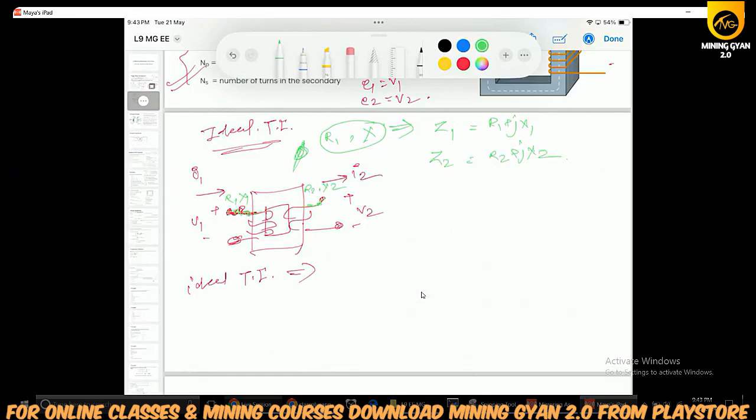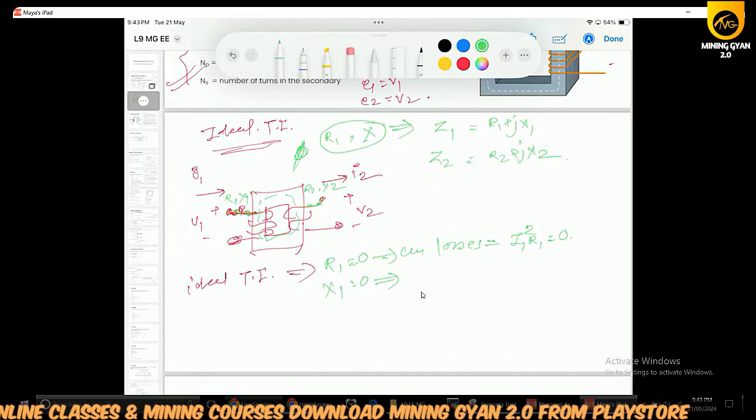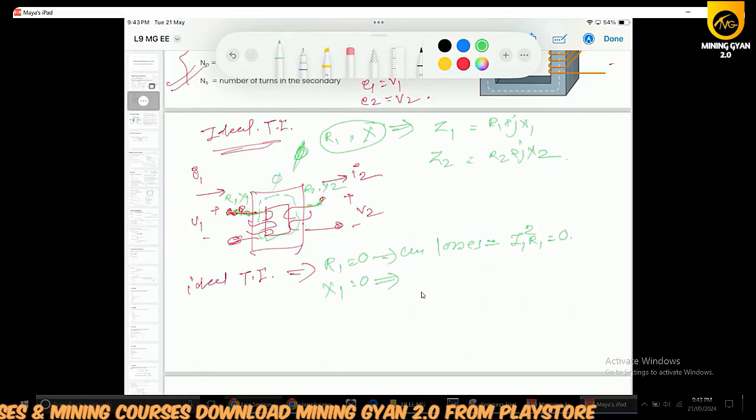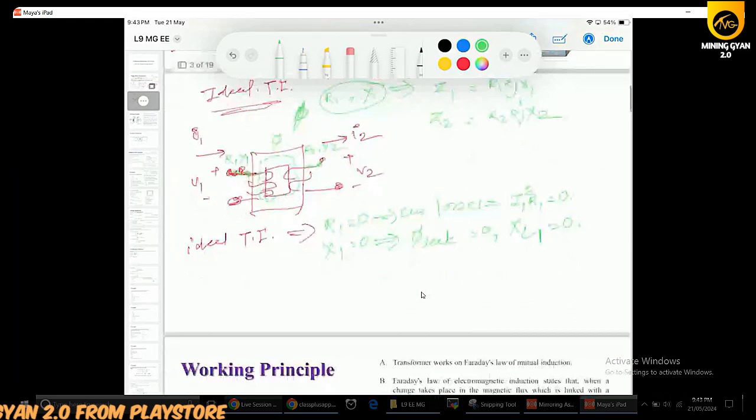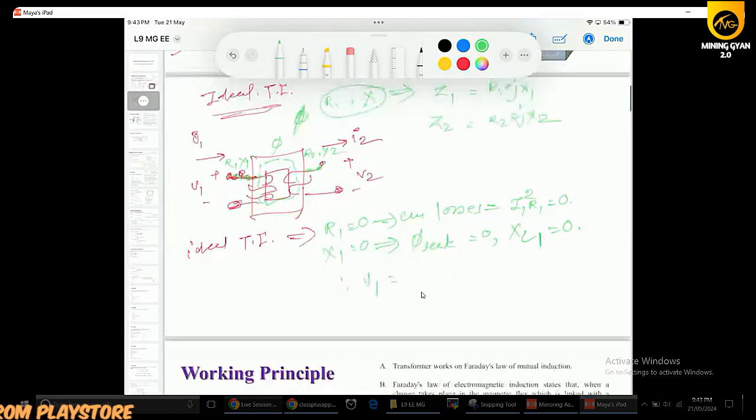But if it is the ideal transformer, R1 will be 0, and as R1 is 0, copper losses will be 0, because copper loss is I1 squared R1, and that will be 0. X1 will be 0, meaning there will be no leakage, so complete flux will flow through the intended path only, and that's why leakage flux phi leakage will be 0, that's why XL1 will be 0. And that's why V1 will be equal to E1.